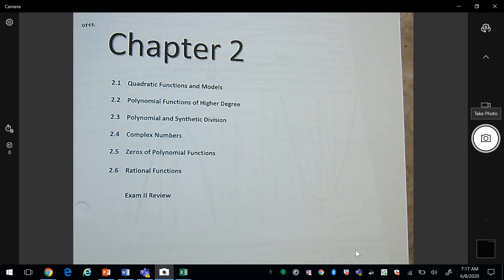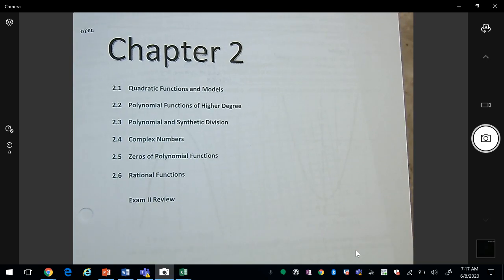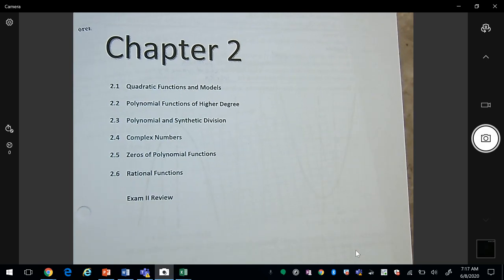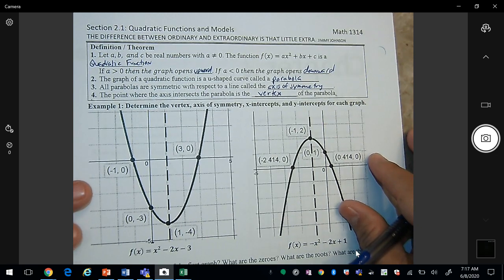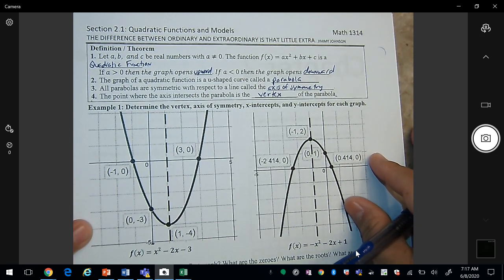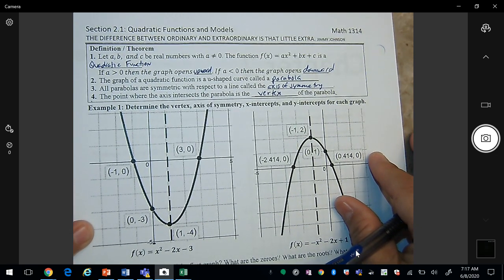Chapter 2. We're going to be looking at quadratic functions and polynomials of degree 2 and higher. Section 2.1, Quadratic Functions and Models. The difference between ordinary and extraordinary is that little extra. Jimmy Johnson.